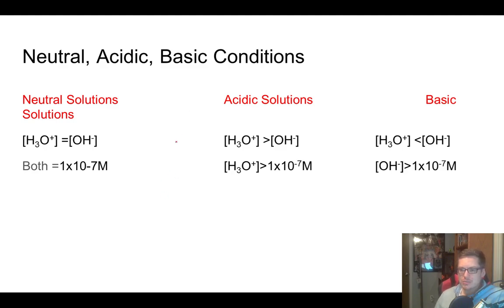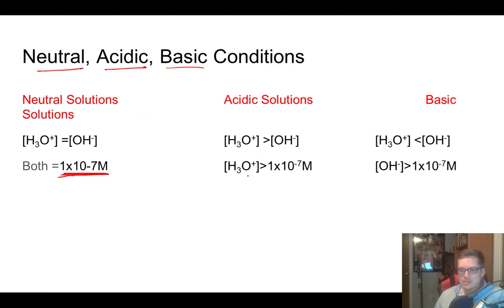Well, we can determine, based on the hydronium concentration or the relationship between the two of them, whether we have a neutral solution, an acidic solution, or a basic solution. Neutral solutions are when both of your ions, your hydronium and your hydroxide, are equal to each other. So they're both equal to 1 times 10 to the minus 7.